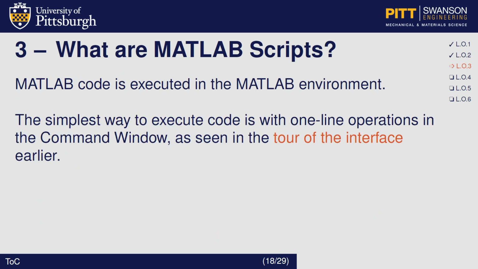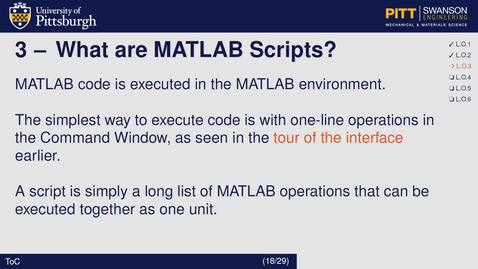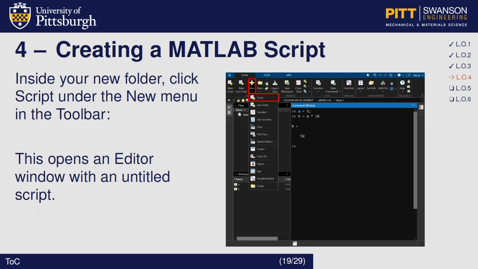The simplest way to do this is with one-line operations in the command window, like the examples shown previously in the visual tour of the interface. A script is simply a long list of MATLAB operations that can be executed together as one unit. To create a script, click on Script under New in the toolbar. You can also click on New Script in the toolbar, as it is faster.